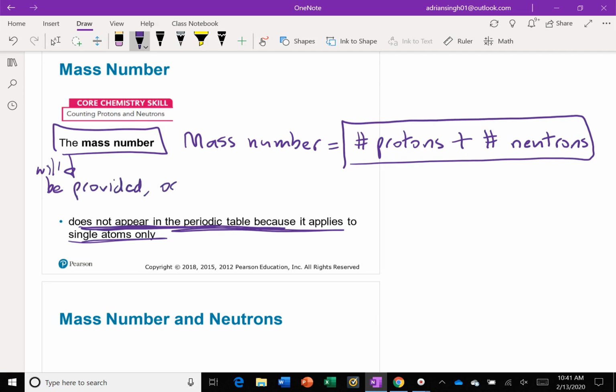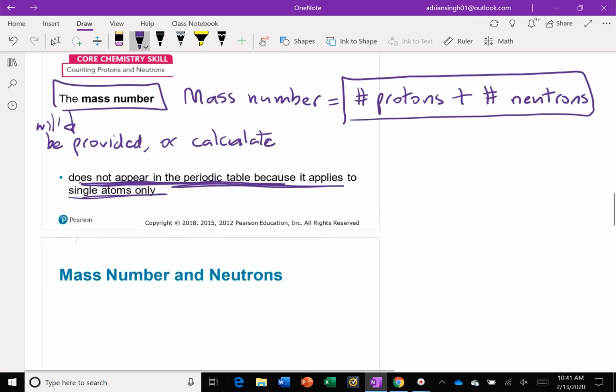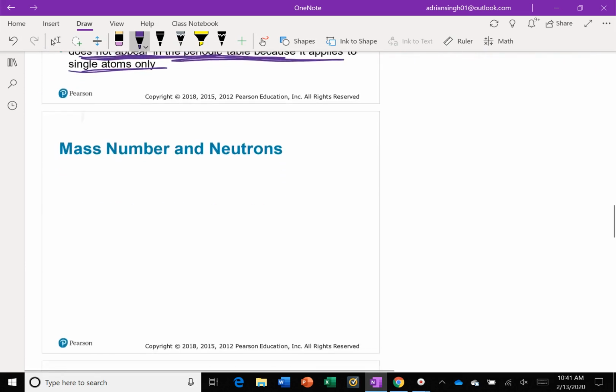Or you may have to calculate what it is. And the calculations that we're going to be doing here are actually relatively simple. All they involve are just addition and subtraction. So the mass number is equal to the number of protons plus the number of neutrons.